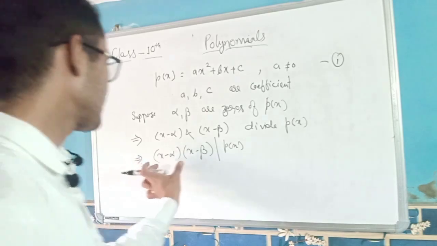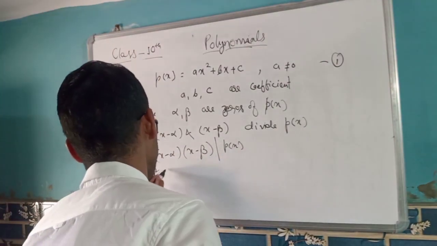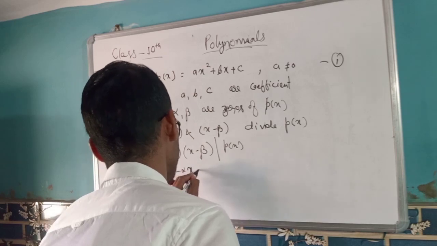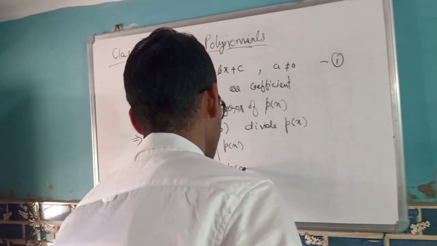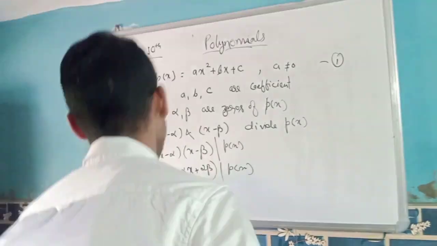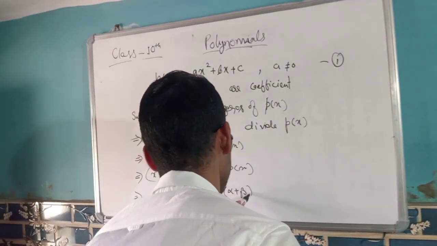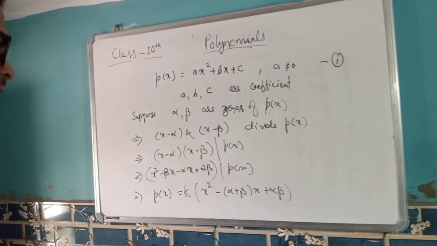Exactly. But the multiplication is a 2-degree polynomial. If you multiply this, what will it be? It will be x squared, minus beta x, minus alpha x, plus alpha beta. This much will divide p of x, right? But this is a 2-degree polynomial and p of x is also a 2-degree polynomial, so we can express p of x as some factor k multiplied by this polynomial. That is fair enough.